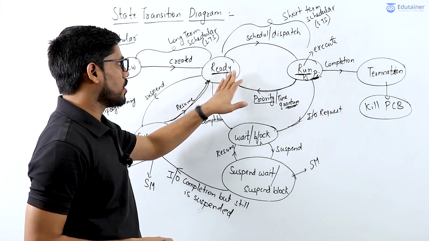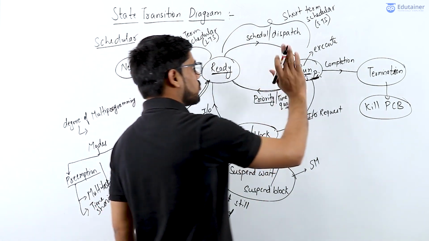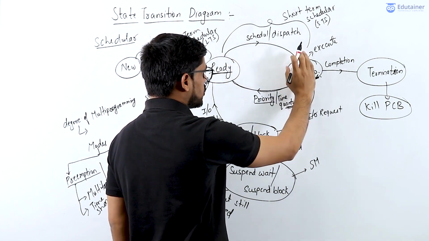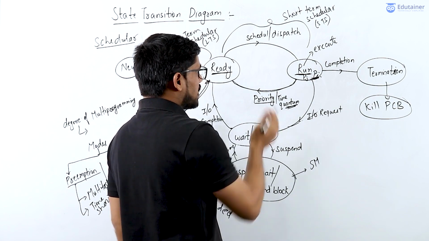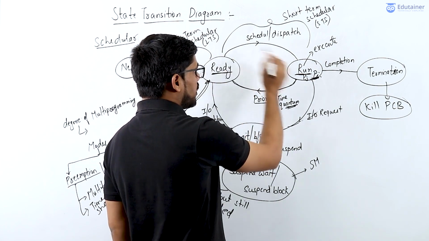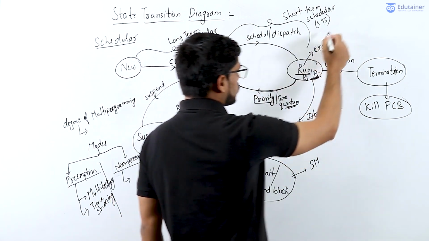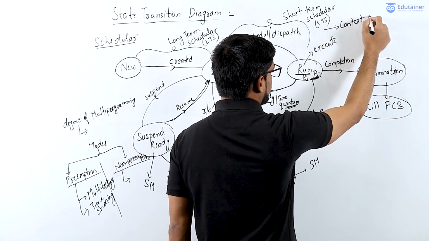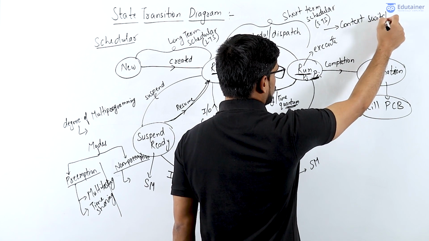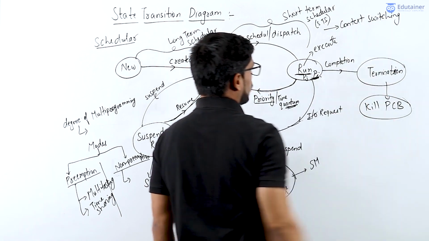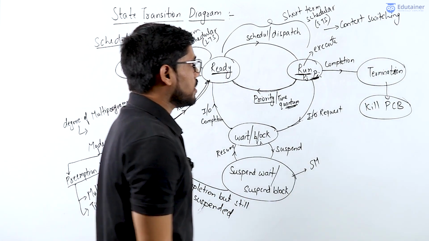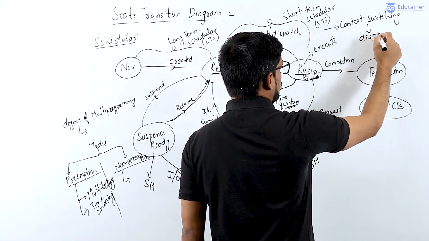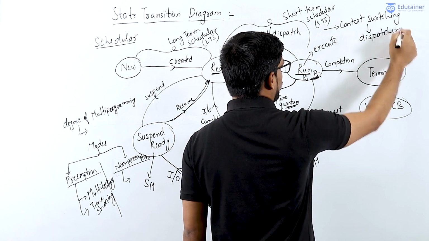The main responsibility of the short-term scheduler is to dispatch or move the process from ready to run state or run to ready state. Dispatching the process from ready to run state or run to ready state is also called context switching. And context switching is done by a dispatcher. So the dispatcher is responsible for context switching.